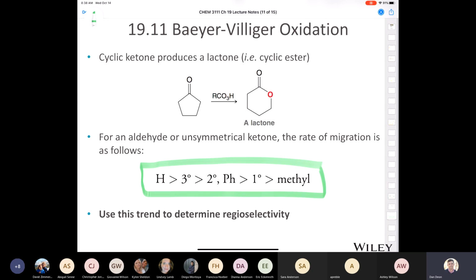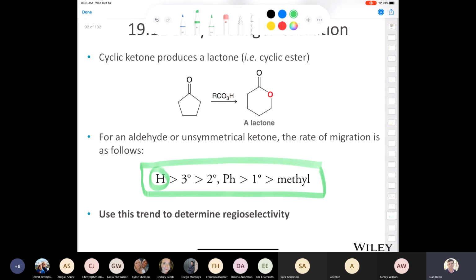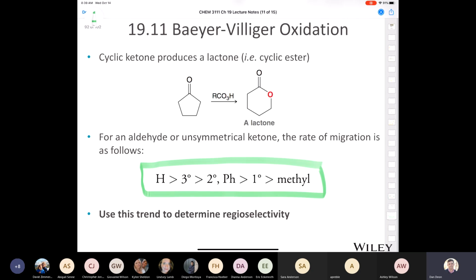So if you're waiting for me to give you a good explanation why a hydrogen is going to migrate preferentially, and then a tertiary carbon, followed by secondary or a phenyl, then primary, and then a methyl, I cannot give you a really good reason for that. So it's not completely understood, but we do know that this is the order of migratory aptitude. And you've got to know this order of migratory aptitude for the quiz.